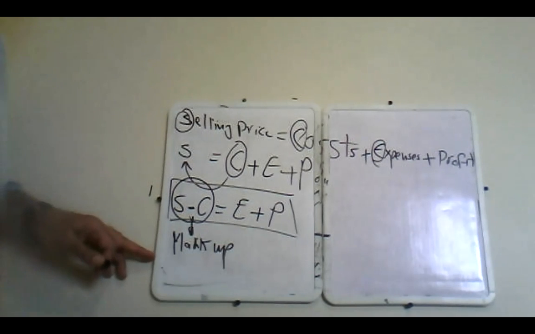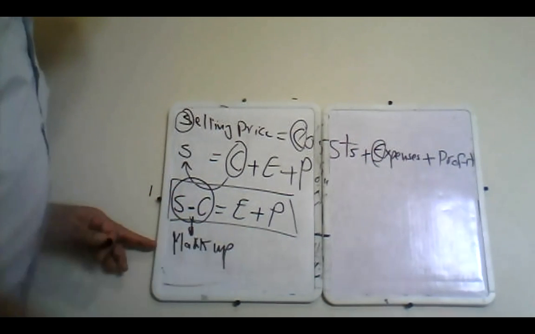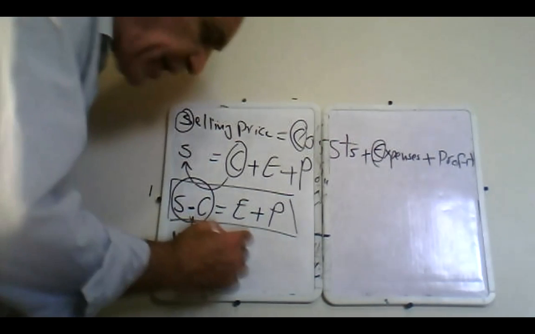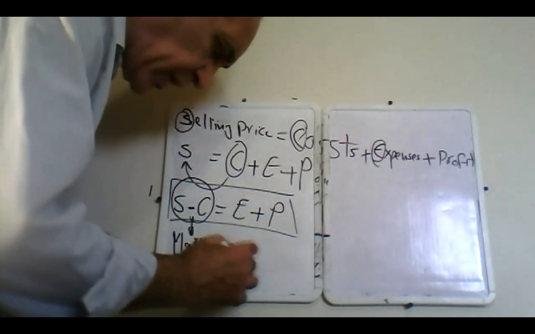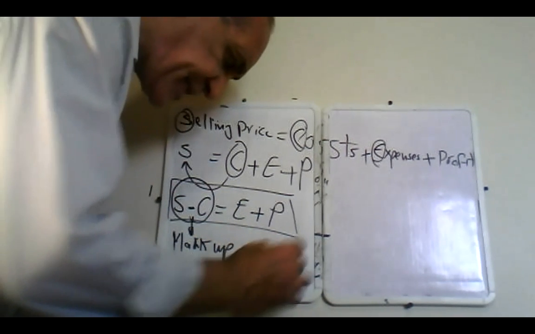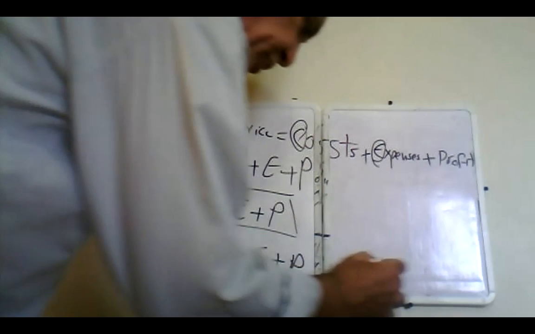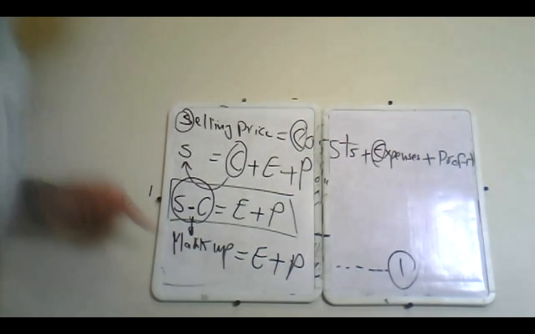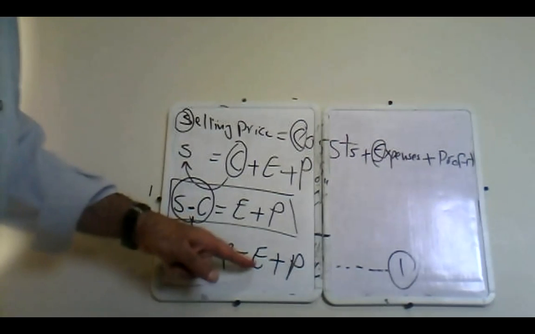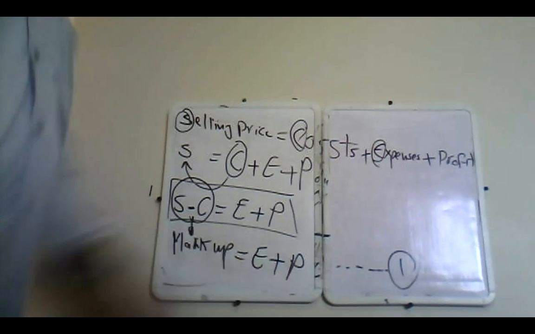So selling minus cost is called markup. So markup, this side, will equal expenses plus profits. This is the equation which I want you to know: markup equals expenses plus profits.